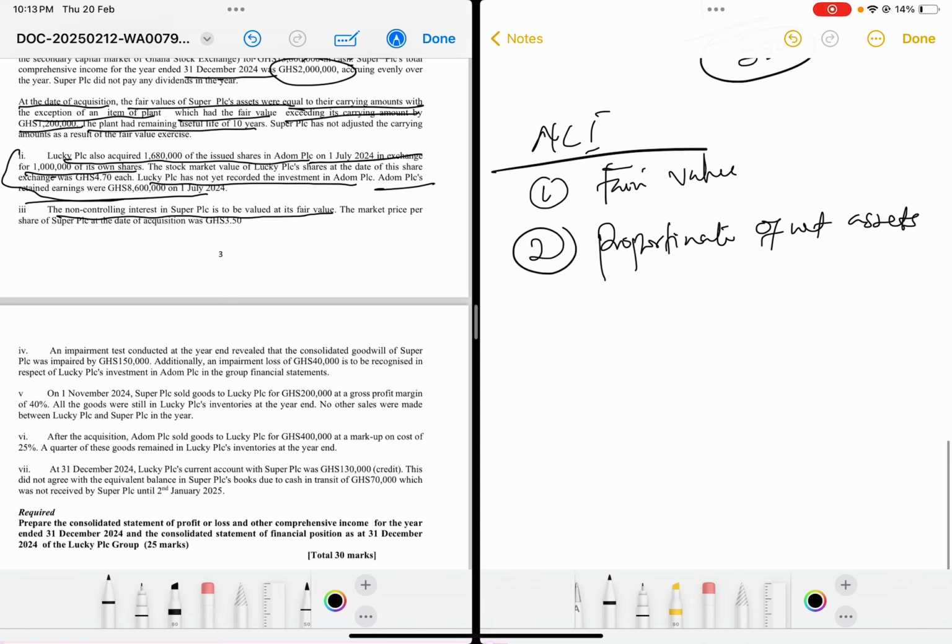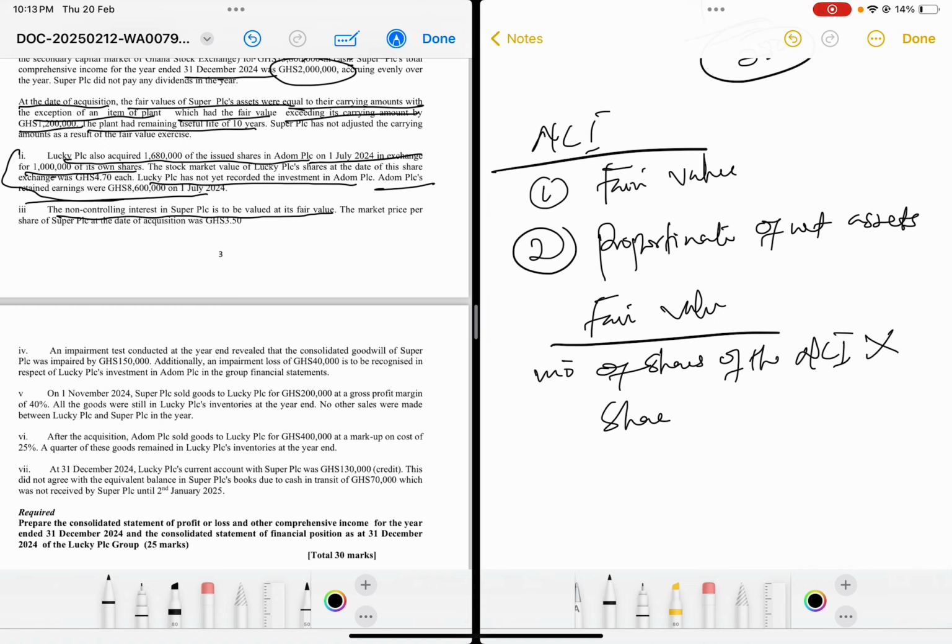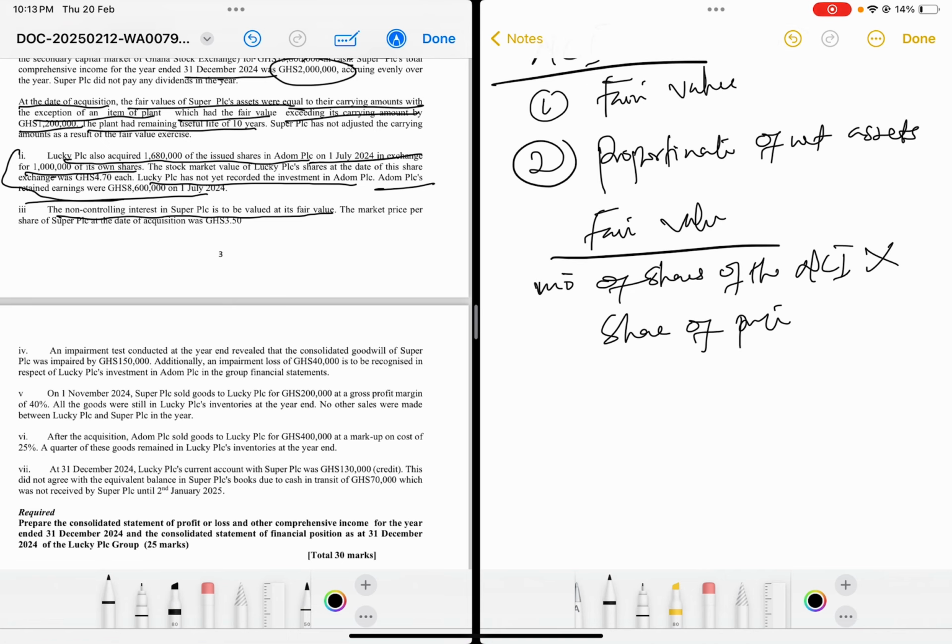So when it comes to fair value, all we are saying is that you multiply the number of shares of the NCI. So you find that percentage of the shares times the market share price. For example, if the NCI number of shares was 900 and the share price was 5, then what is the fair value of the shares? 500,000. Take note that this share price is the share price of the subsidiary, because the subsidiary is the one that is going to hold the non-controlling interest.